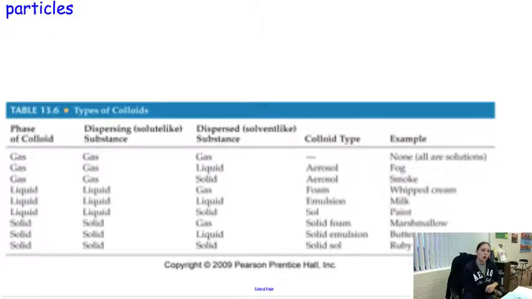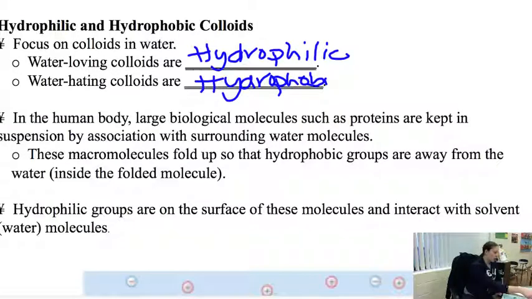Okay. When we talk about colloids, all right, we have hydrophilic and hydrophobic colloids. Water-loving colloids are hydrophilic. Water-hating colloids are hydrophobic. Okay. Now, in the human body, large biological molecules, such as proteins, are kept in suspension by an association with surrounding water molecules. And they fold up so that your hydrophobic groups are away from the water and inside the molecule, while the hydrophilic are on the surface.